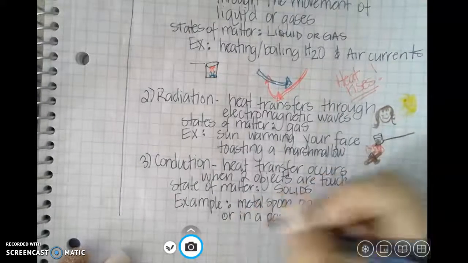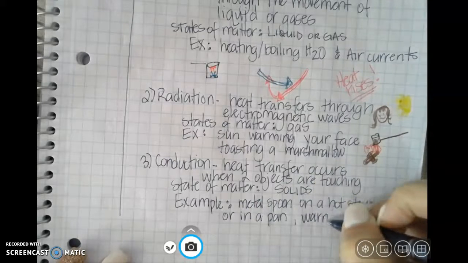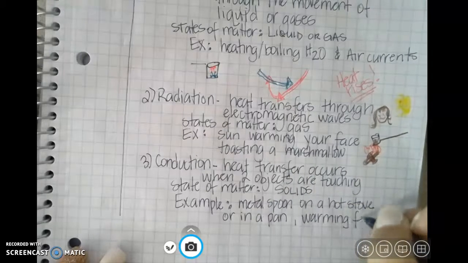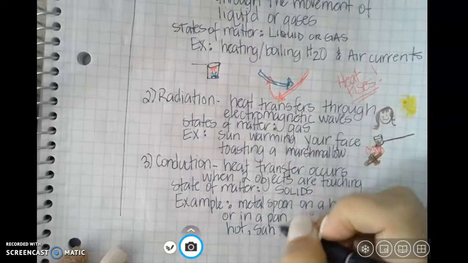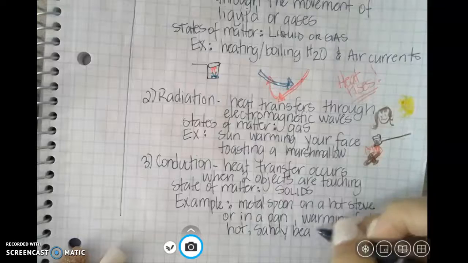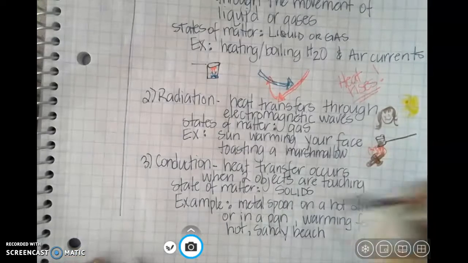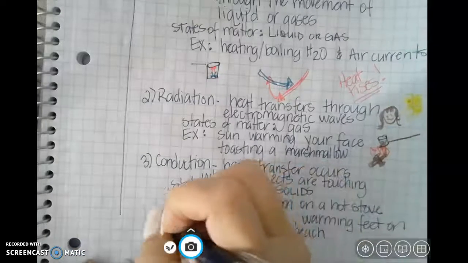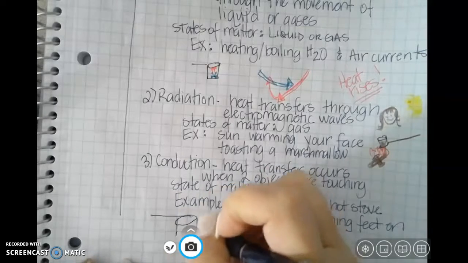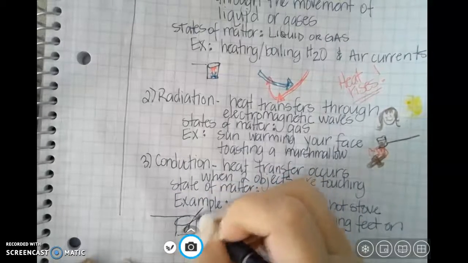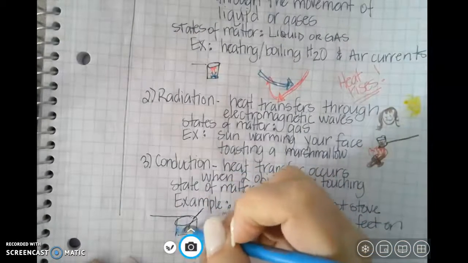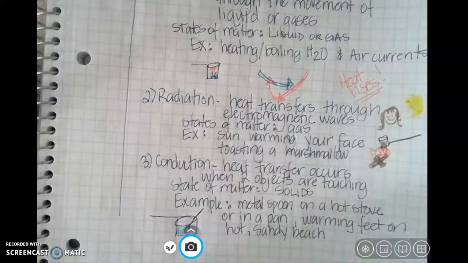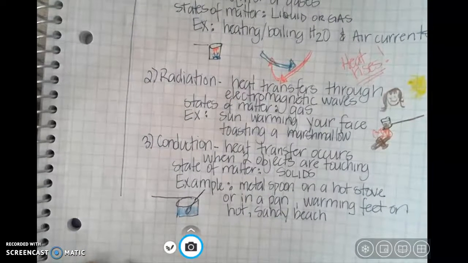And then the other one is always like warming your feet in the sand on a hot beach. So if you walked across concrete, the parking lot, any of those things, it's the same thing. So I'm going to draw a picture of a pot, and you got your spoon in it, right? And the water or whatever's in the pot is going to make it hot. That spoon's going to get hot because it's touching something hot. When you touch the hot metal doors or railings at school, that is also conduction.